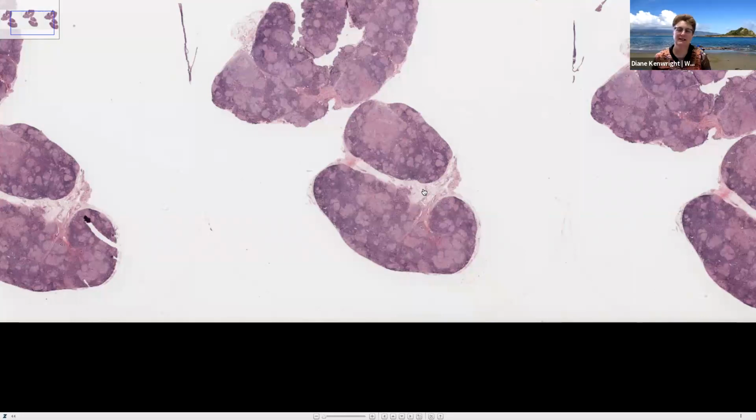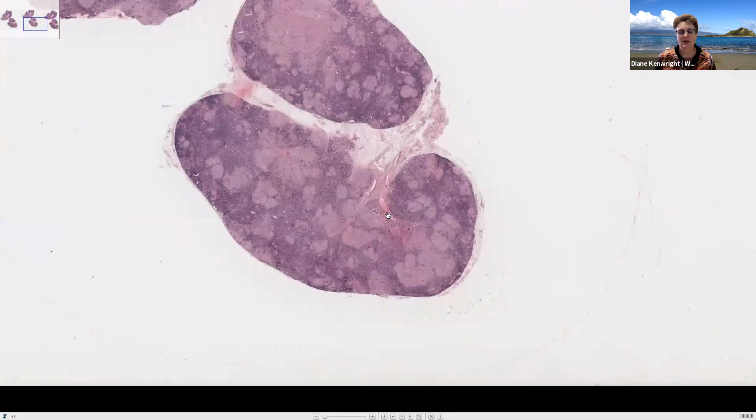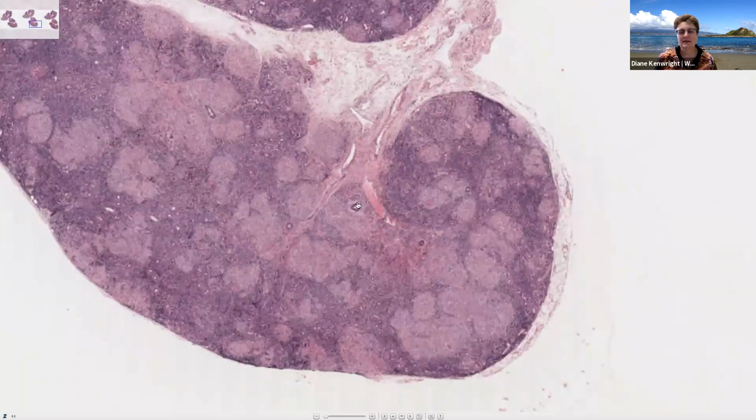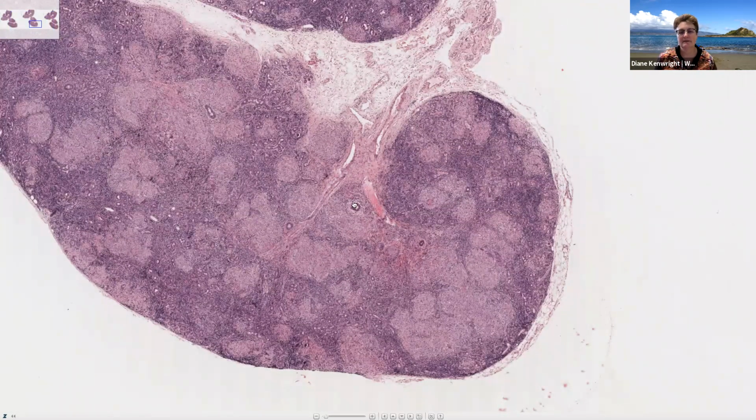From this low power, with all that blue stuff, it could have been a lymph node. We only realise when we move slightly higher in power that maybe we're seeing ducts. So are they normal or abnormal ducts? The ducts are normal. The acini in between are really atrophic. There are very few acini left and mainly ducts left.